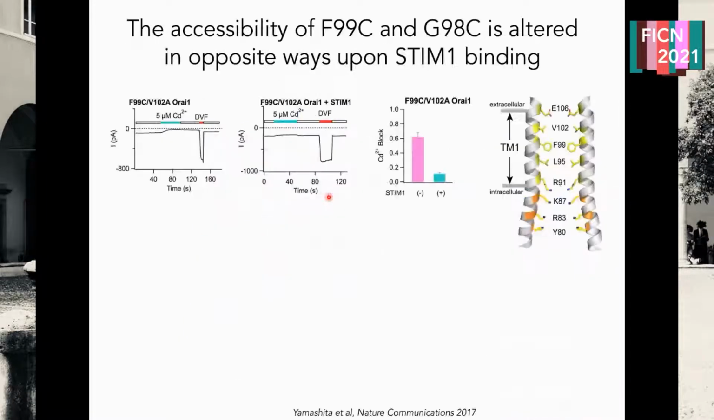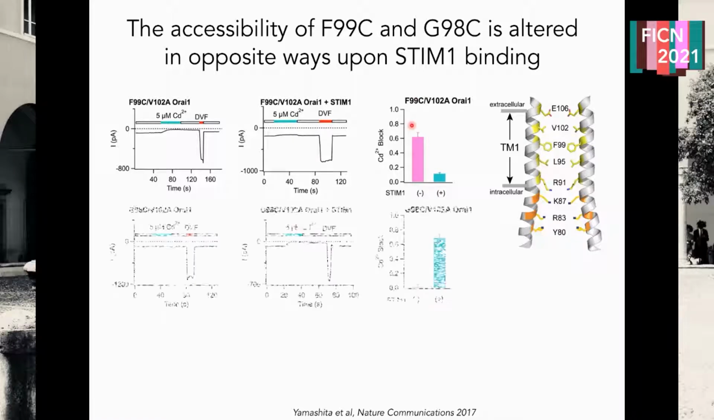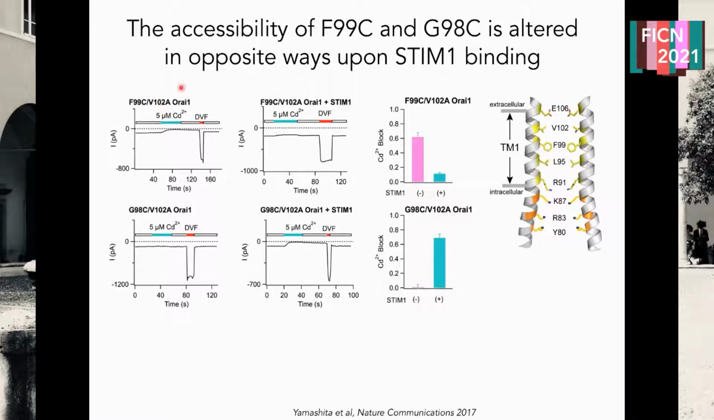So to directly look at this question, we looked at the accessibility of F99 by putting a cysteine there, as well as G98 by putting a cysteine there, and putting the V102A mutation to constitutively open the channel, and looking at their accessibility in the absence or in the presence of STIM1, which is its natural ligand.